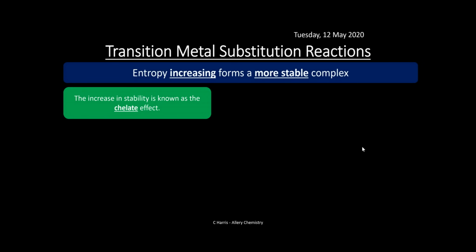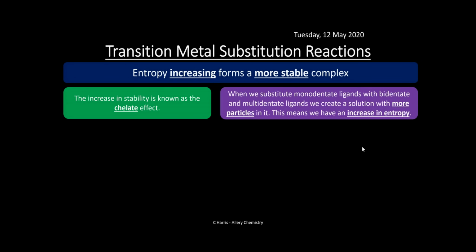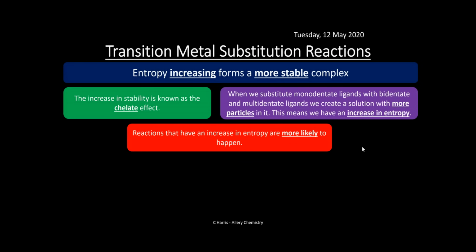The increase in stability is known as what we call the chelate effect. When we substitute these monodentate ligands with bidentate and multidentate ligands, where they can bond more than once, we create a solution with more particles in it, and we have what we call an increase in entropy. Remember this: reactions that have an increase in entropy are much more likely to happen. If you're not sure, go and have a look at the video that I've done on entropy changes, so that you understand how entropy works.